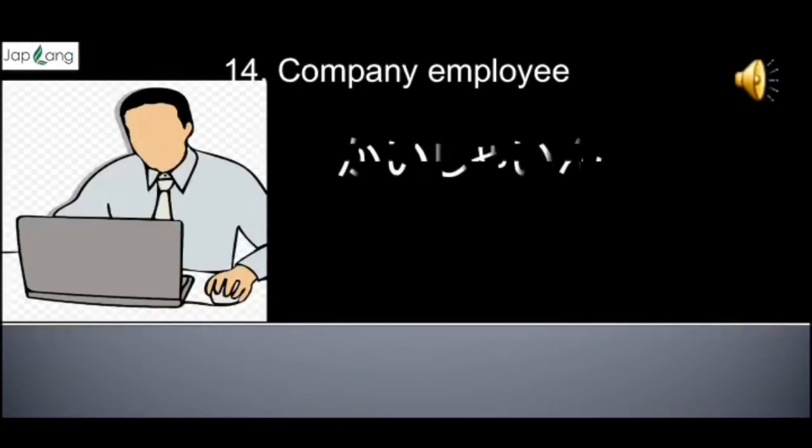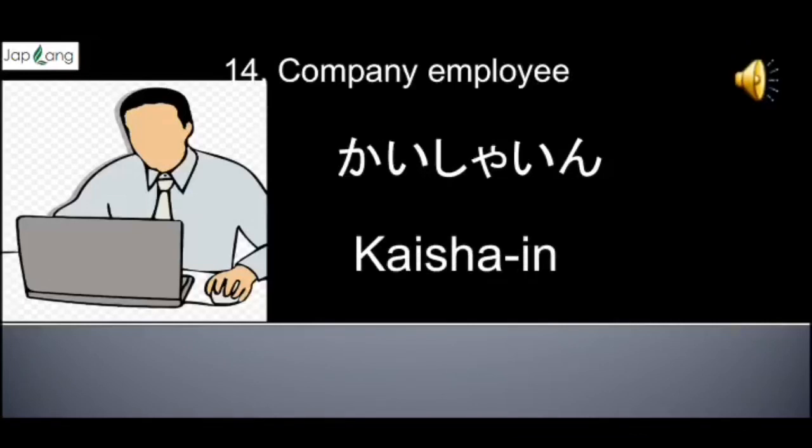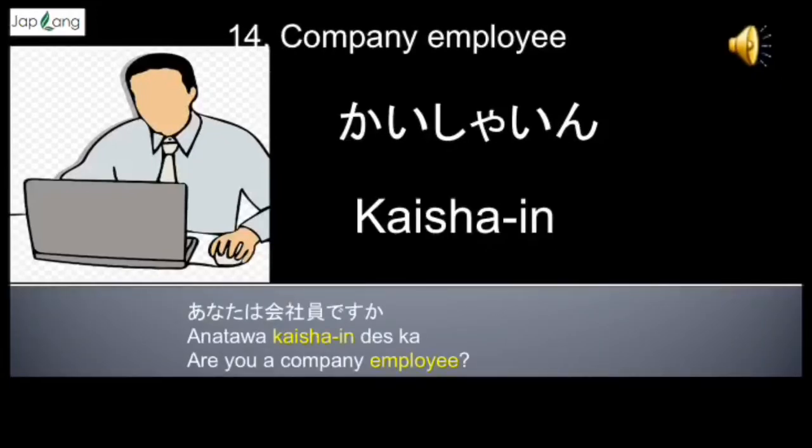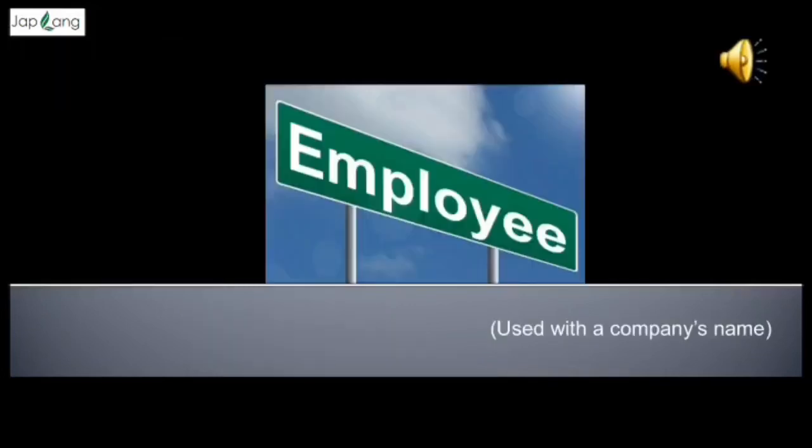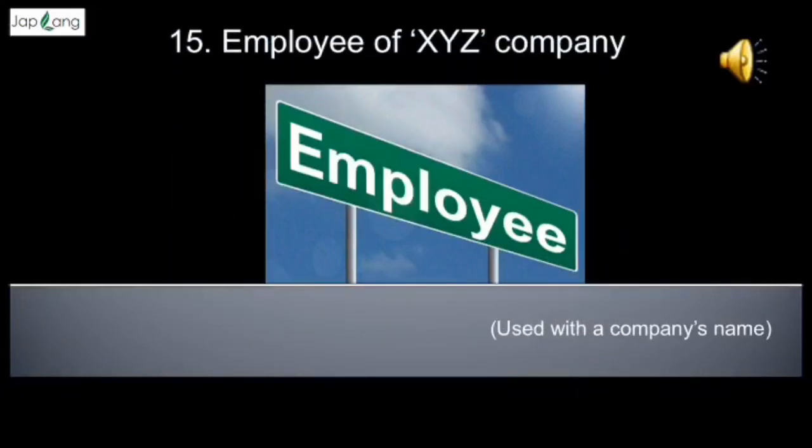We go to next. Okay, it's a company employee. Yeah, so company employee in Japanese we call kaisha-in. Kaisha-in. Alright, let's listen to the Japanese sound. Kaisha-in. Sentence would be anata wa kaisha-in desu ka? Are you a company employee? So employee, again, is used with a company name. You can use this as an employee of XYZ company. It would be shain. So kaisha-in, kaisha is company, in is employee. So we have cut it short. We have made it shain. Right? Shain, it means again employee.